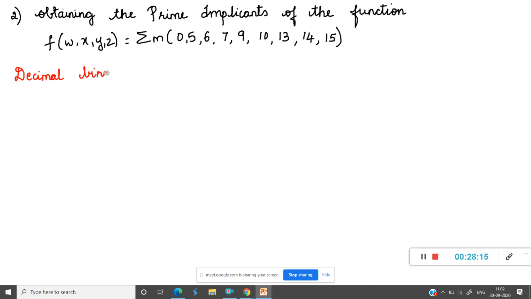And then write binary. Okay, write it. First you have 0, no? Write it. 0 belongs to one category. 0, next 5, 6, 7, 9, 10, 13, 14, 15.